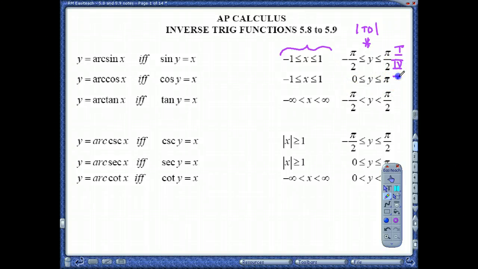Cosine, we have quadrant 1 where we're positive, quadrant 2 where we're negative, 0 to pi. And then tangent, same thing. Now tangent, you can't include those end values, so you won't have a -90 or a +90, or -pi/2, +pi/2. So all this is doing is chopping that infinite graph into a nice little section that is 1-to-1 that has two quadrants, one where you're positive, one where you're negative.